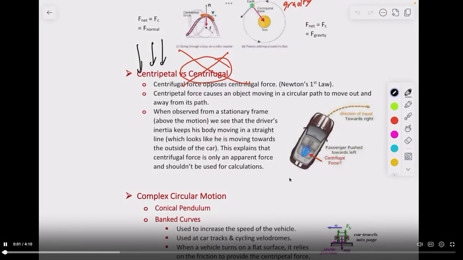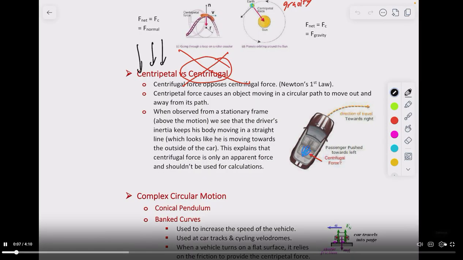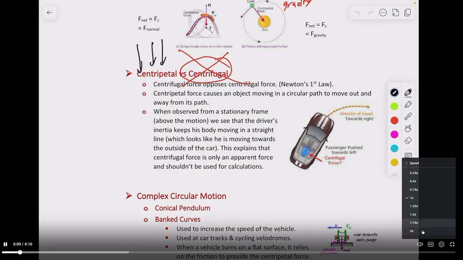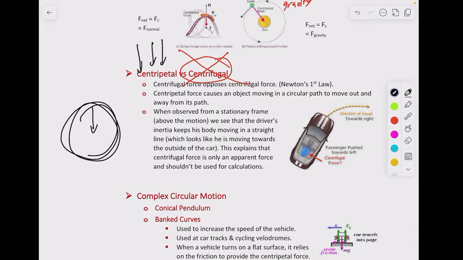Hey everyone, this recording is just going to be a little bit of an extension from the previous recording. Remember, the key concepts that we covered in the previous recording were as follows. First of all, what is centripetal motion? It's motion in a circle. What causes centripetal motion? A centripetal force, that always acts towards a central point.